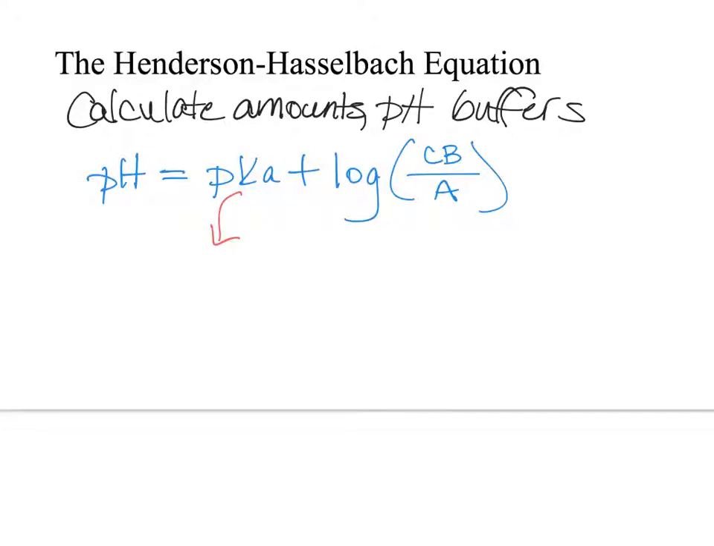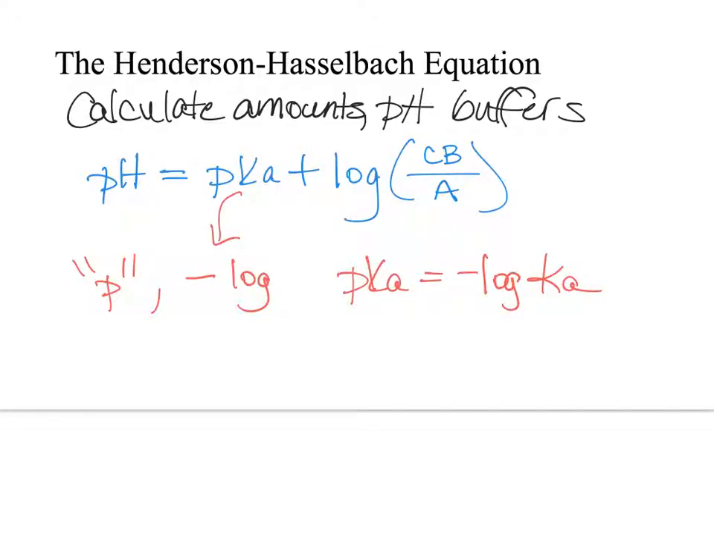Anytime you see a little p in these sorts of calculations, it means negative log. So pKa is equal to the negative log of Ka, just like pH is equal to the negative log of hydronium.